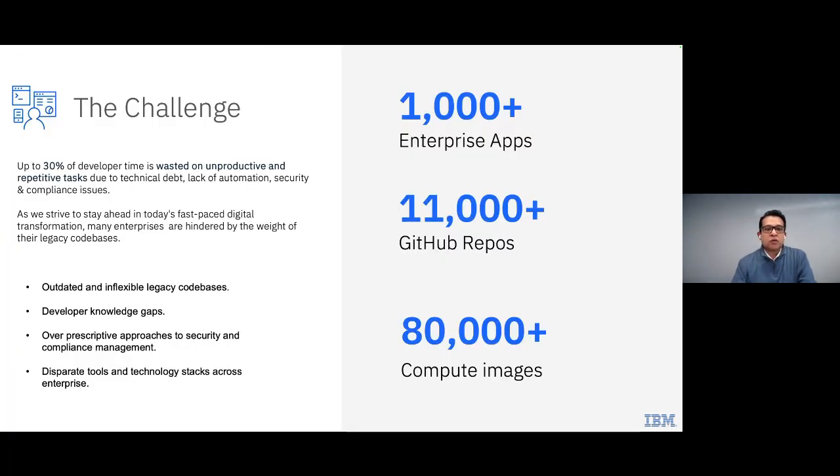In IBM CIO, we have used every shift in technology to our advantage, whether it's 80s mainframe, 2000s Java, or current Node.js, Python, GenAI technologies. We have thousands of enterprise apps with almost 80,000 compute images, whether it's containers, VMs, classic servers, etc. We are the backbone of the IBM company. We manage accounting, billing, HR, and a lot of other critical applications.